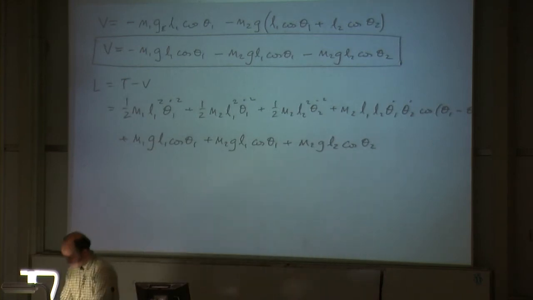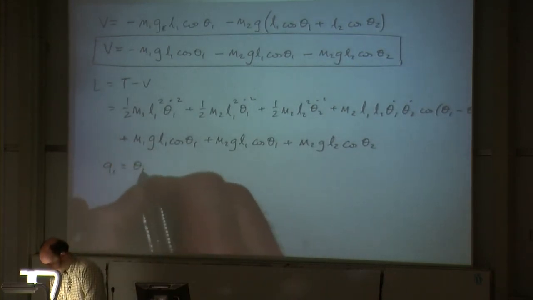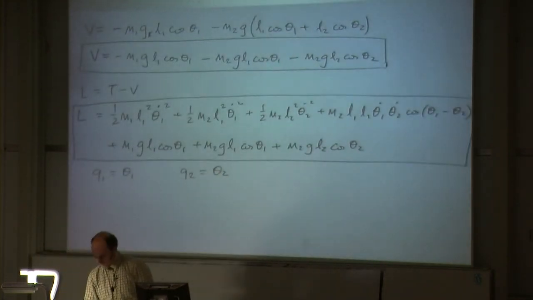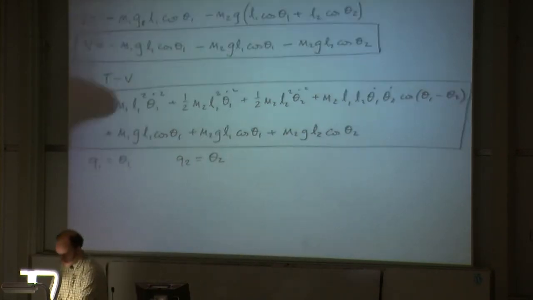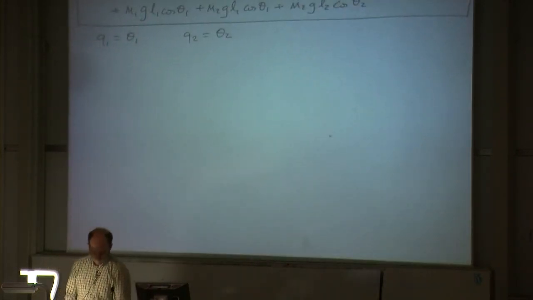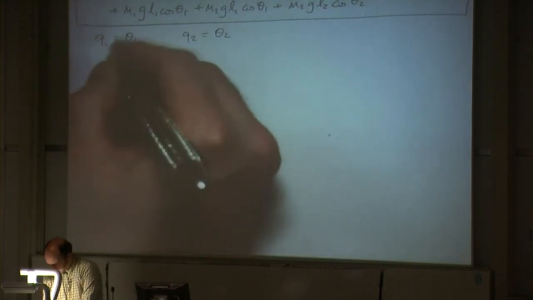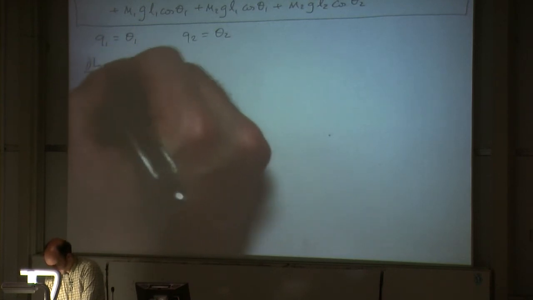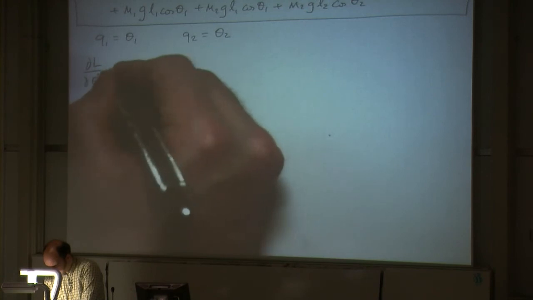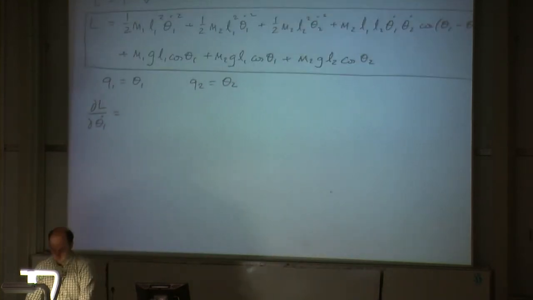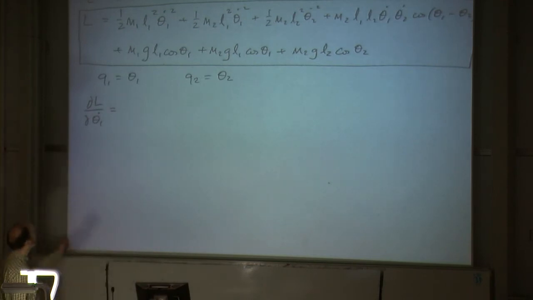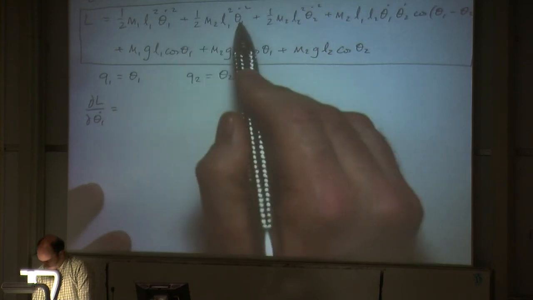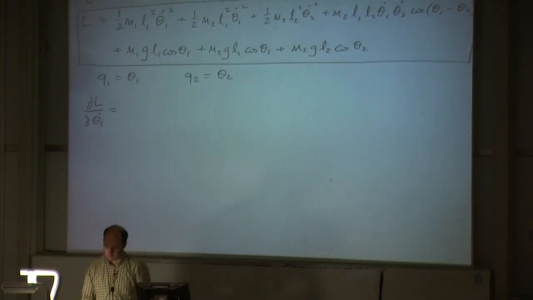And let's set our generalized coordinates. We'll say that Q1 is theta 1 and Q2 is theta 2. Okay, so there's L. So the first step, let's deal with Q1 first. So we have to find dL over d theta 1 dot. So we take our L term and we find all the terms with theta 1 dot in. There's only this one, this one, and this term. So we've got three terms we've got to find.